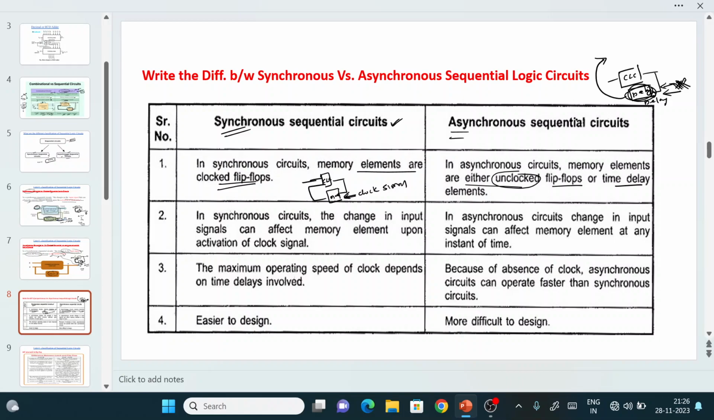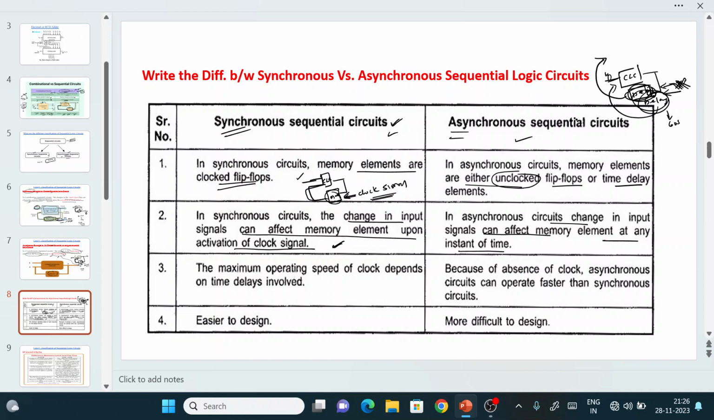So now what is the definition? As we discussed, in a synchronous circuit the changes in the input signal can affect the memory element upon activation of the clock pulse. If you want to change the input value and get the memory element to take your input value, this depends upon the clock signal. That is the meaning of this. Here in an asynchronous sequential circuit, the changes in the input signal will affect the memory element at any instant of the time period. It means that once the time delay is completed, automatically it will go here. That is the meaning of any instant of the time period. The same definition you can write for both the synchronous as well as the asynchronous sequential circuit.